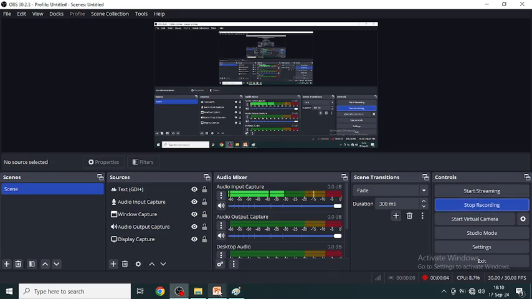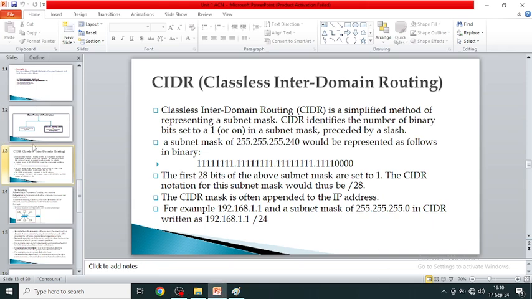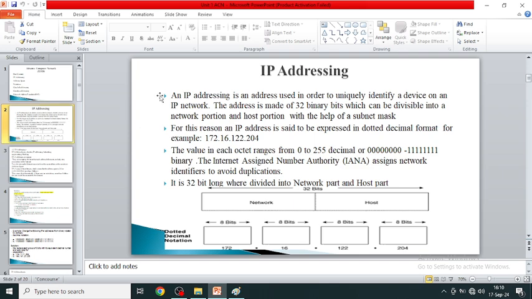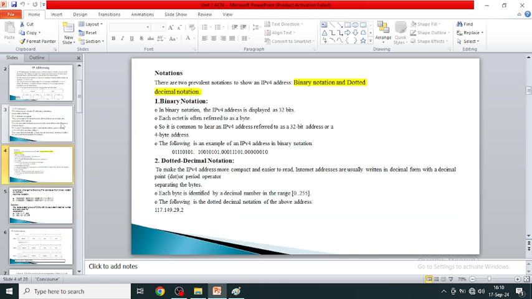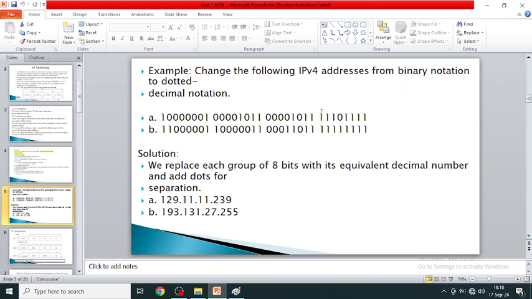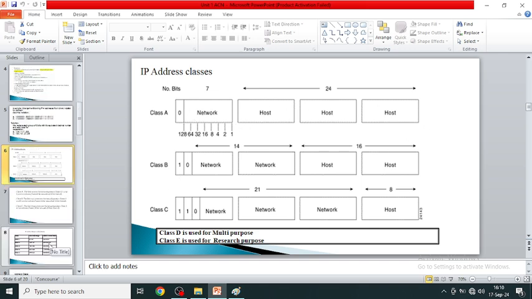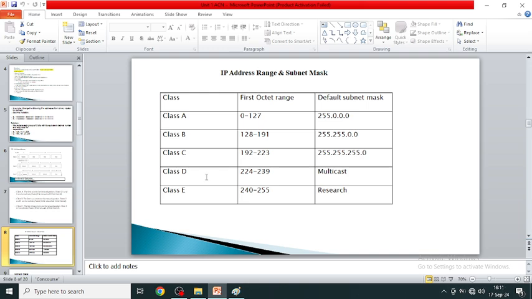We continue with our last lecture, where we discussed IPv4 addressing, right? IPv4 addressing, the types of classes in it, how we represent the IP address, and how we change the IP address from binary to decimal. You all did that, and these are the types of classes. How many networks and how many hosts we can create, and the ranges of particular classes.